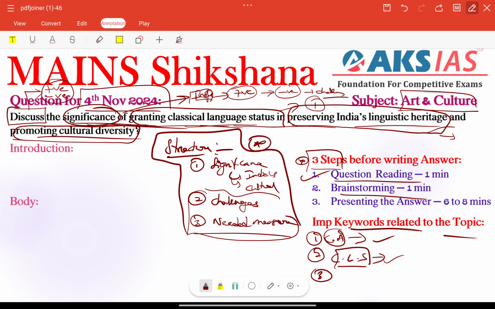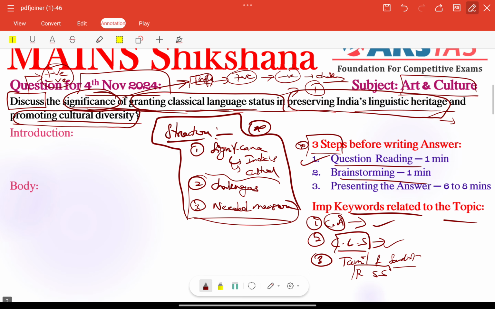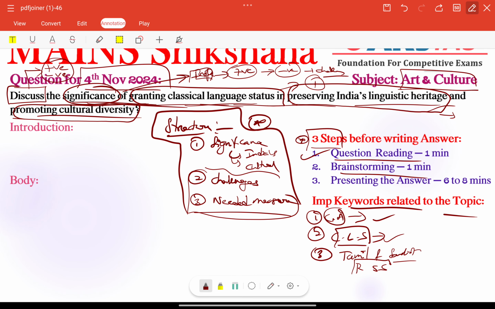And also key points we need to include, whatever classical languages we have, Tamil and Sanskrit importantly, right? So for example we have some important initiatives. Rashtriya Sanskrit Sansthan also is there, right? Other than that we have some important conferences also, right? So the International Tamil Conference was held recently in 2022, right?